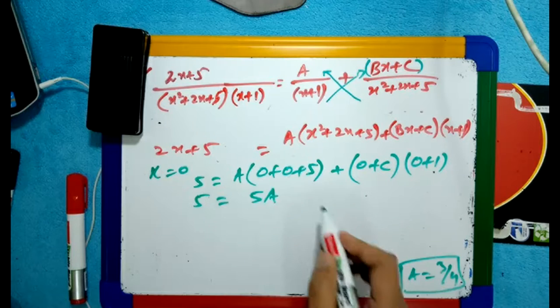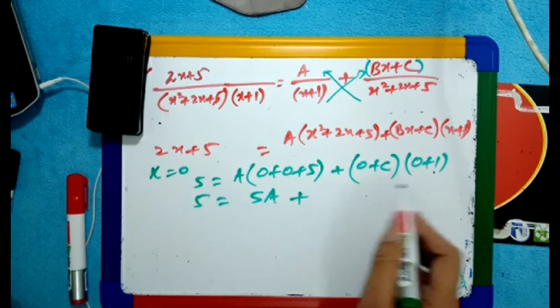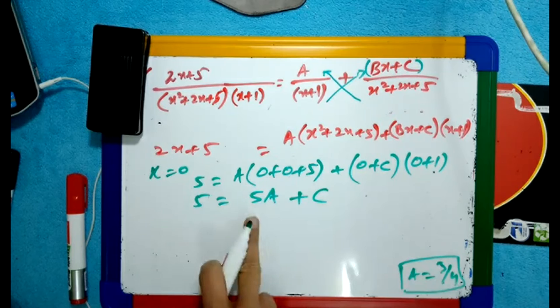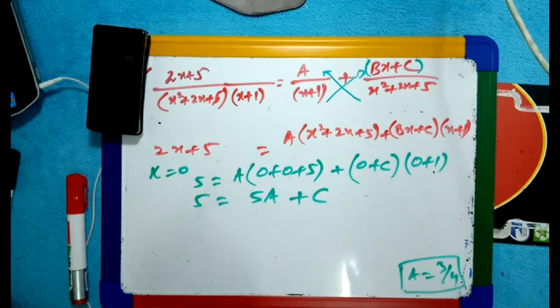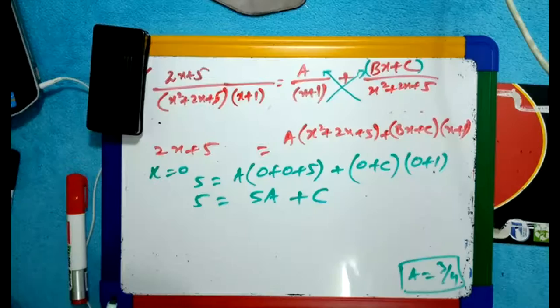Okay, so 5 equal to 5a plus c, right? But what about the 1? It's like 0 plus 1. 0 plus 1 is 1. C into 1 is c. Okay, now you can replace the value of a.